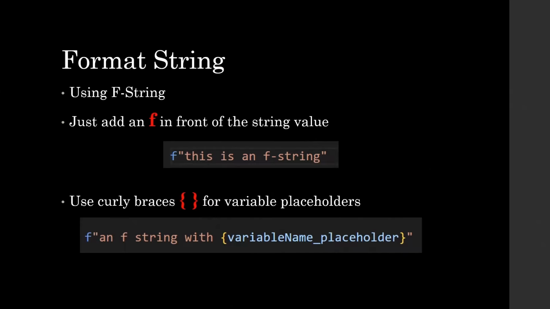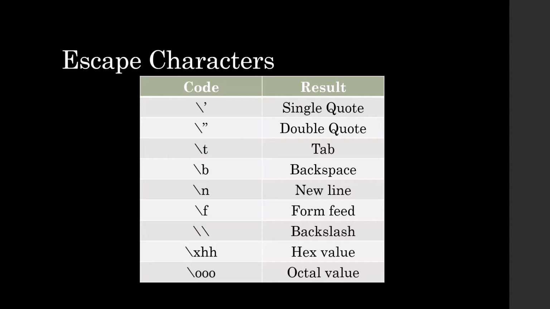So using an f string, you can format the string in a way that you want. Curly braces inside f strings are placeholders for variables and other operations. And if you want to define an f string, just simply add f in front of the string value. Here you can see a list of escape characters that you can use inside string values in Python. Try to use these escape characters inside an f string and see the result in the output. I will talk about strings in the next video.